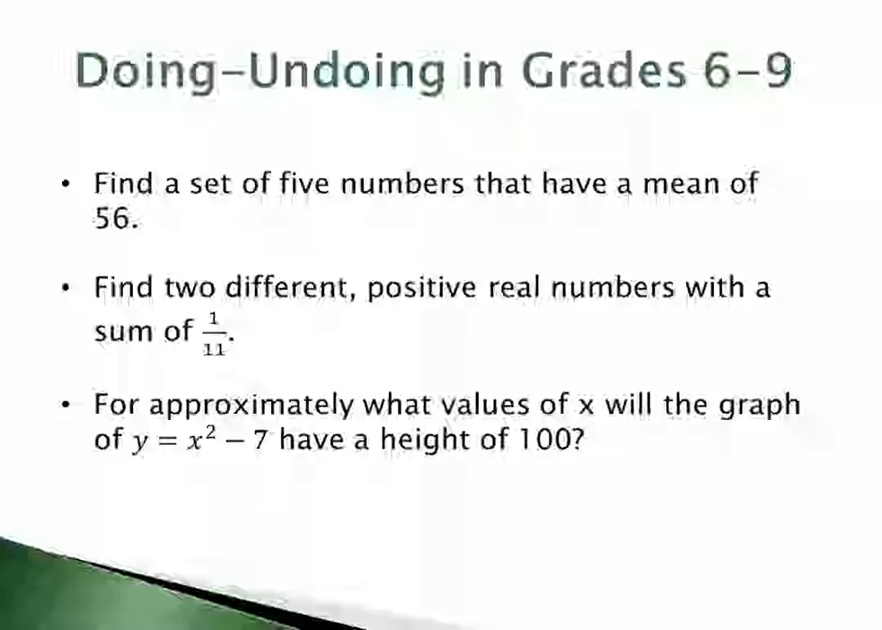Finally, for approximately what values of x will the graph of y equals x squared minus 7 have a height of 100? In this problem, students must reason about the output of a function, 100, to consider the possible inputs of the function. This kind of thinking is the reverse of the typical function problem that moves from inputs to outputs. Students can estimate possible answers as being between 10 and 11, or alternatively between negative 11 and negative 10. Another solution strategy would be to find the exact values of plus or minus the square root of 107.